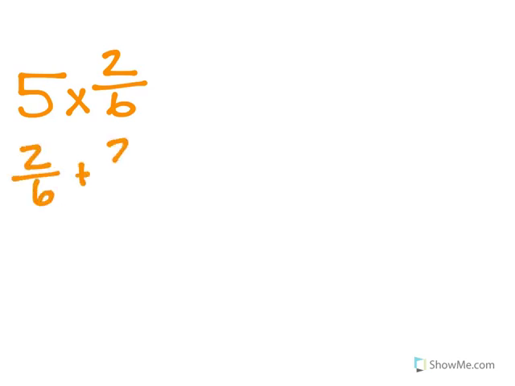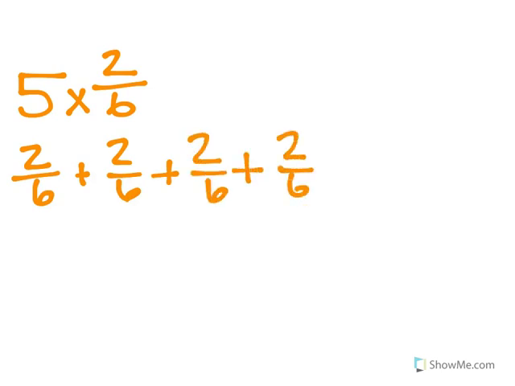Let's do 5 times 2/6. Again, you can think about this as multiplication or addition. If you're thinking about it as addition, it really means you are adding 2/6 5 times. And when you do 2/6 plus 2/6 plus 2/6 plus 2/6 plus 2/6, you get 10/6 as your answer.